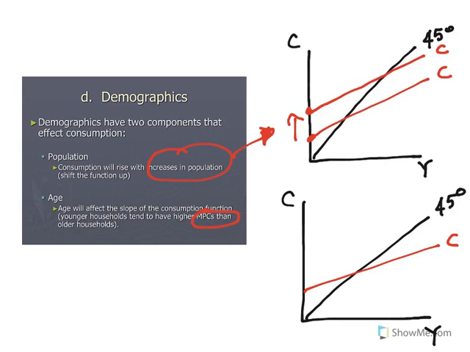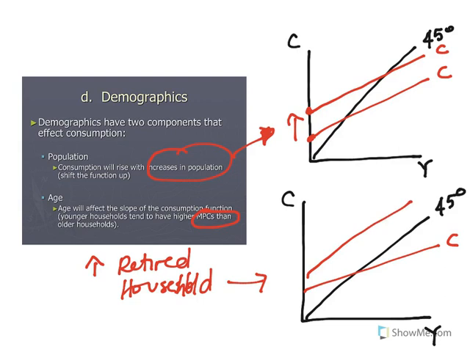So what that does is impact the slope of the consumption function. Let's say, for example, that you have an increase in retired households. In other words, more and more of your population is old. Then what that's going to do is cause your consumption function to get steeper, right?